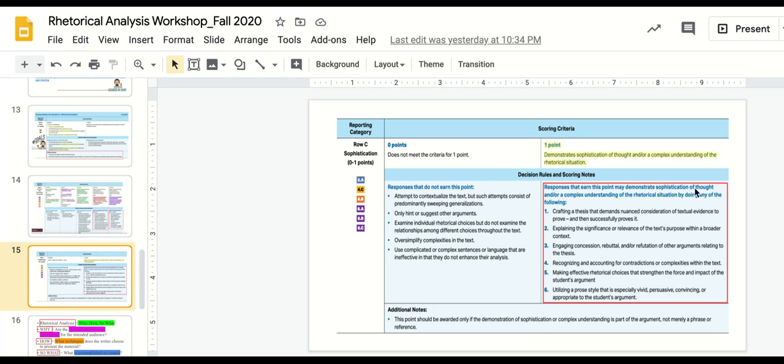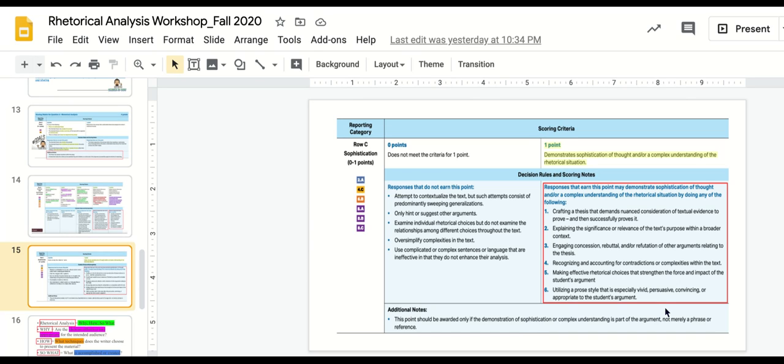Okay. Responses that earn this point may demonstrate sophistication of thought or complex understanding of the rhetorical situation. So you're crafting a thesis that demands nuanced consideration of the evidence. You're trying to bring your reader in. Okay. You're explaining the significance and relevance of it through the purpose of the text. Okay. You're engaging in concession or rebuttal. You're thinking about arguments and how you're addressing those. You're recognizing and accounting for contradictions or complexities within the text, engaging and having a conversation with it.